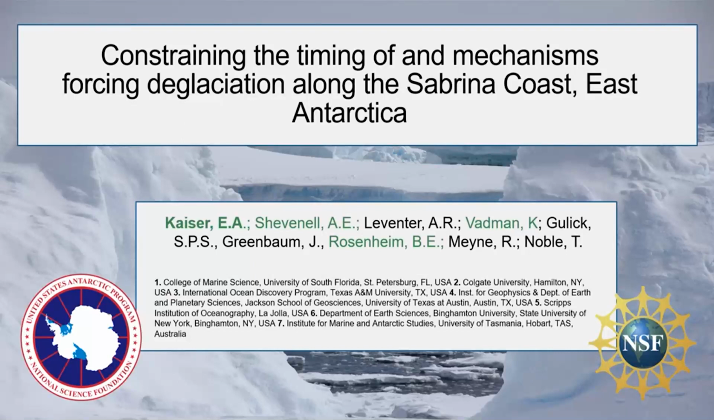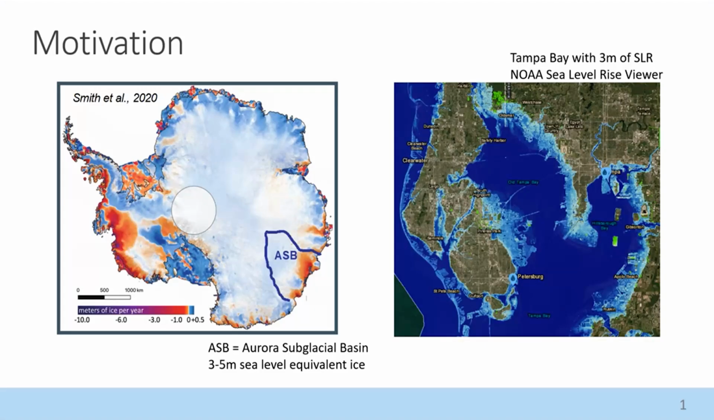Everyone, thanks for coming. So we're going to take a little trip down south and about 20,000 years in the past and look at ice-ocean interactions off the Sabrina Coast in East Antarctica. But first, we have to figure out what's happening in Antarctica today.